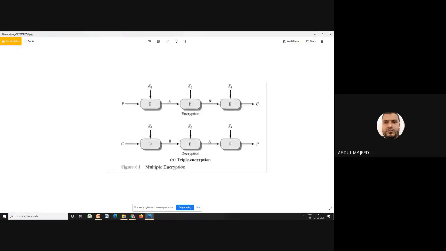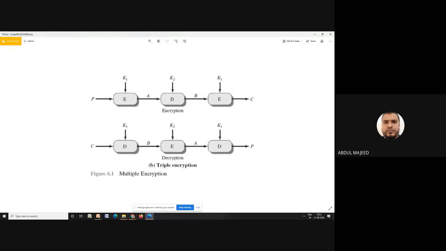This simple diagram is there. E for encryption, D for decryption, again E for encryption, right? K1 is there for encryption, K2 for decryption, again K1 for encryption. On the left-hand side, P indicates the plaintext and C indicates the ciphertext. A and B are two different ciphertexts. In place of A you can use C1, and in place of B you can use C2. It will be clearer than A and B.